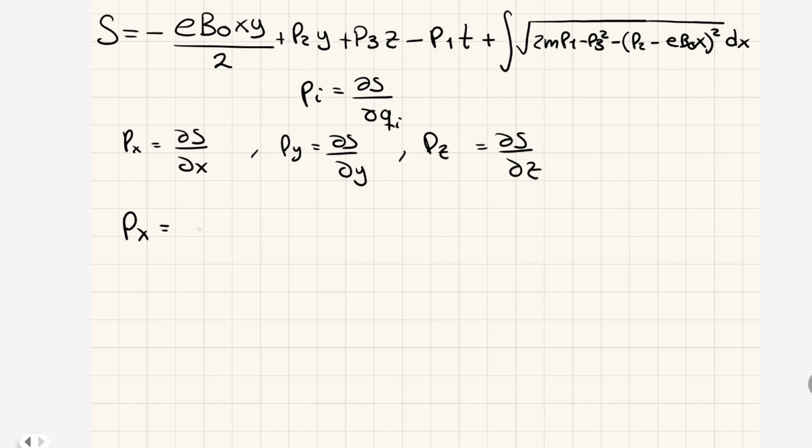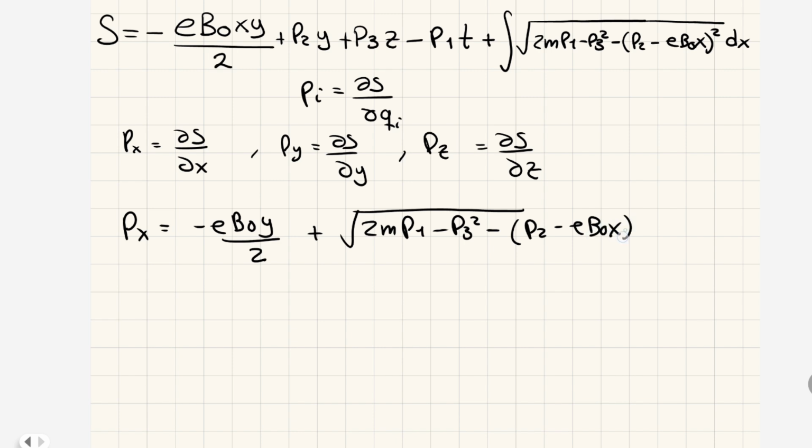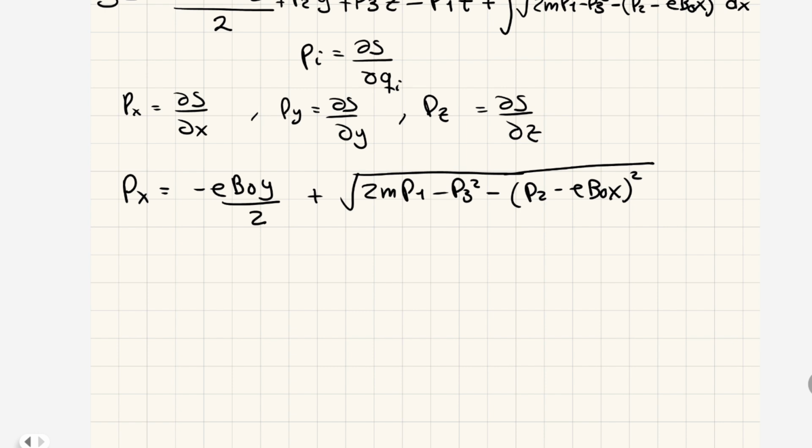So here we are going to get minus eB_0 y divided by 2, and then, well, is this element the one that depends on x, right? So we need to take the derivative. To do this, we need to take the derivative of the integral, but looking that it is an integral of x, we can just say that the derivative of this is what is inside of the integral, right? So it will be the square root of 2m(p_1 minus p_3 squared minus (p_2 minus eB_0 x) squared). Perfect. So with this, we just found what is p_x.